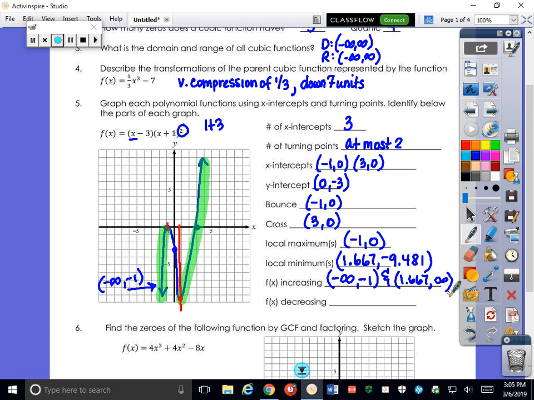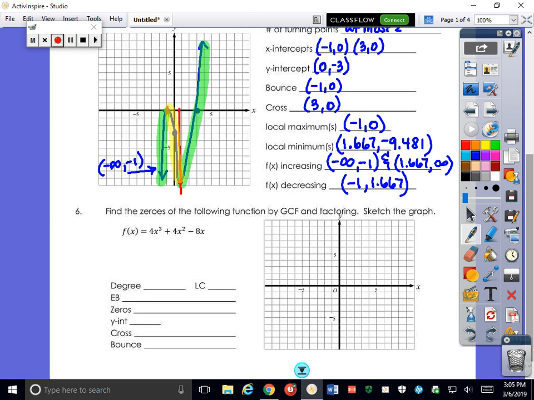Okay? Now the decreasing part is the part that is in between these two increasing parts. So it's basically going in between those two intervals. So from -1 to 1.667, you have the decreasing part of this graph.